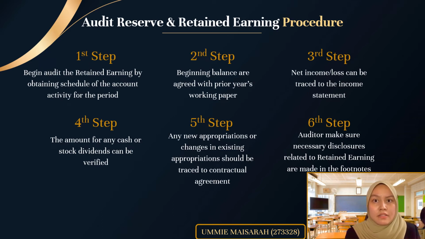Next, any cash or stock dividends should be verified with their amount. And next, if there are any new modifications to retained earnings appropriations, they should be tracked back to the contractual agreement because everything required it to be documented. And lastly, an auditor should make sure the necessary disclosures related to retained earnings are made in the footnotes.